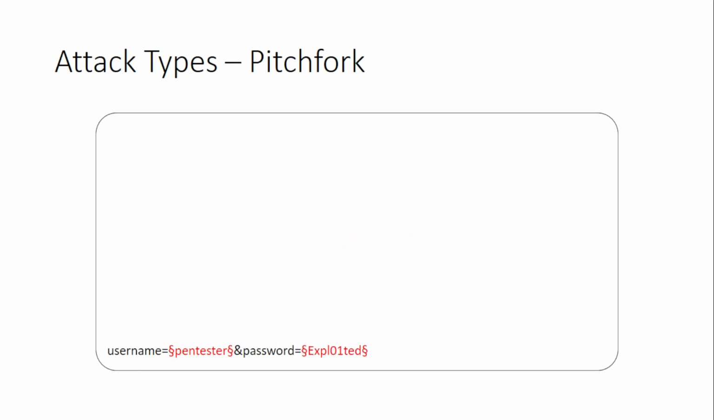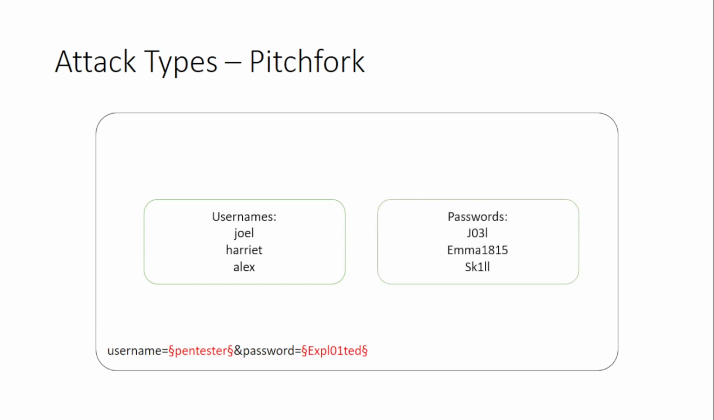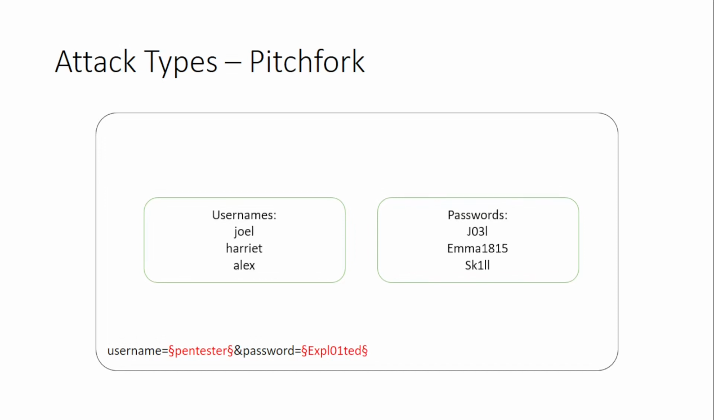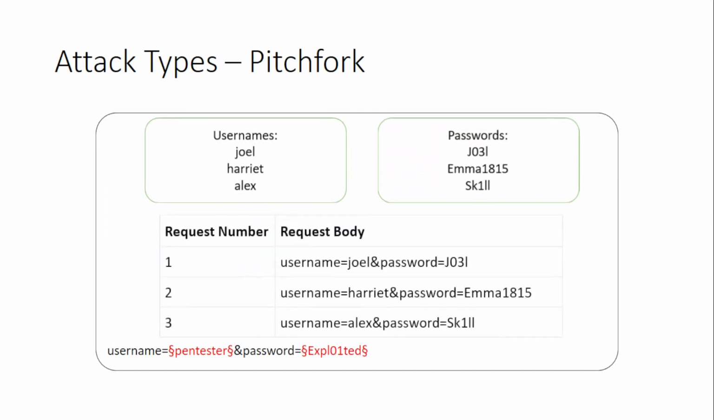So let's say that we have the usernames Joel, Harriet, and Alex, and let's say that these 3 have had their passwords leaked before. So we know that Joel's password is the first one, Harriet's password is the second one in the list, and Alex's password is the third one. So we can use these 2 lists to perform a pitchfork attack on the login form. And the requests that will be made will look like this.